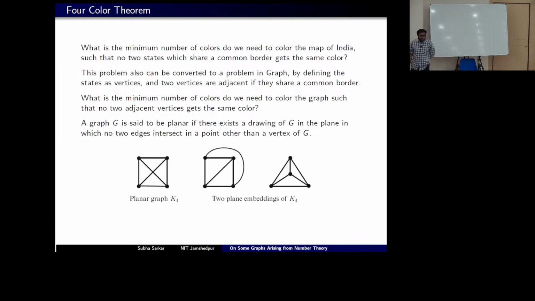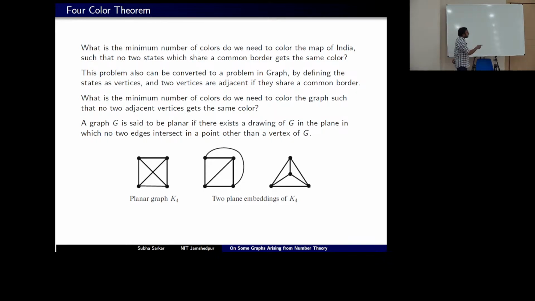A graph G is said to be planar if there exists a drawing of G in the plane such that all the edges intersect only at the vertex points. For example, if you take K4, in the first representation, it is intersecting at a point which is not a vertex, the middle point. But if you consider these other two representations, here all the edges intersect only at the vertices. Therefore this K4 is a planar graph, because we have at least one representation like that.